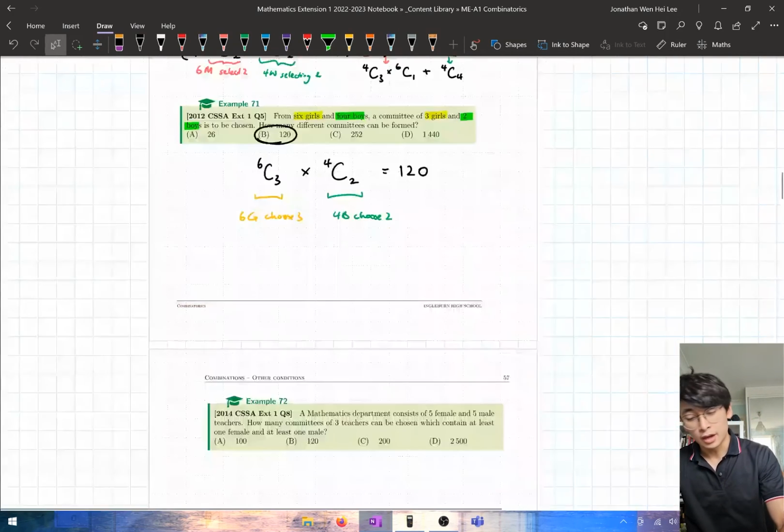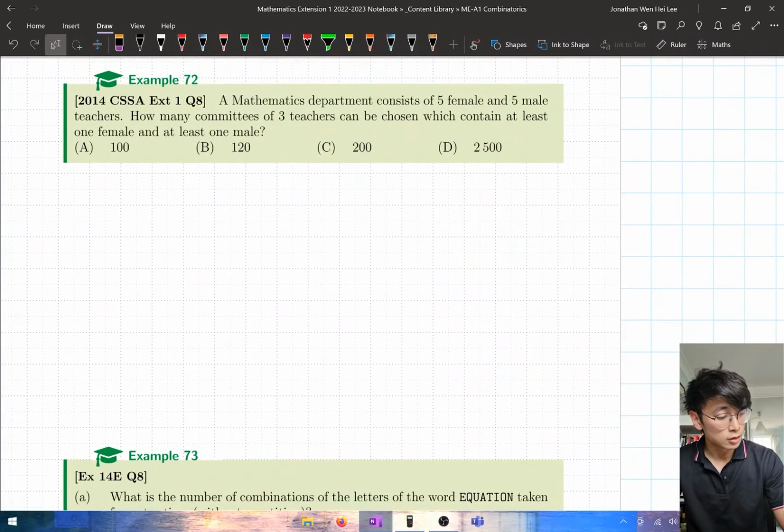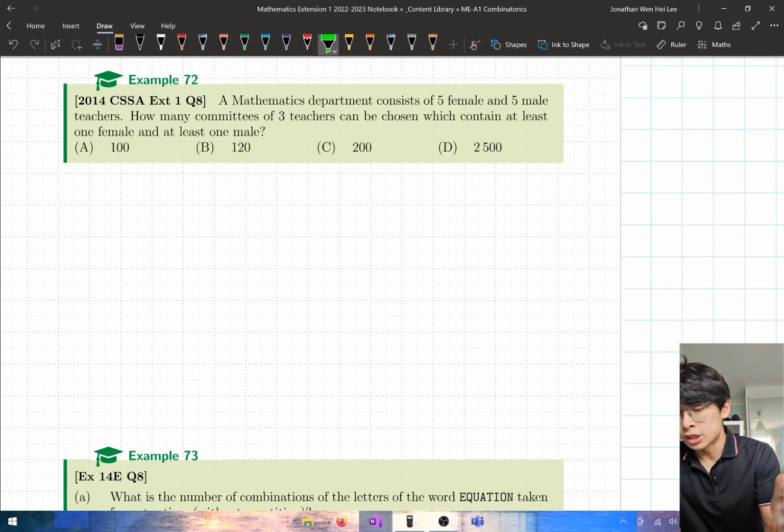Okay, once again, we've got another multiple choice question, which makes this really nice. A math department consists of 5 female and 5 male teachers. So we've got 10 people altogether. How many committees of 3 teachers can be chosen which contain at least 1 female and 1 male? So let's just think about this condition here.